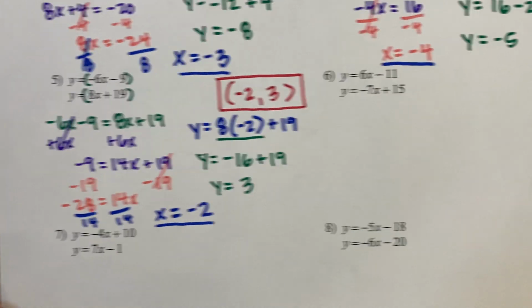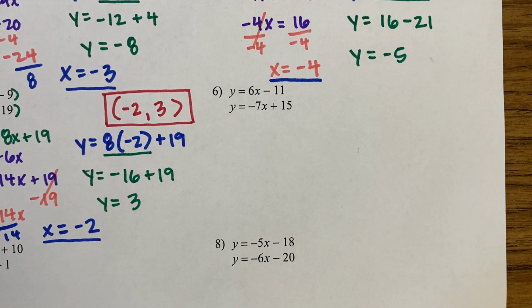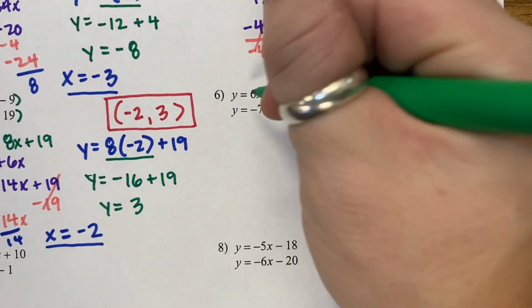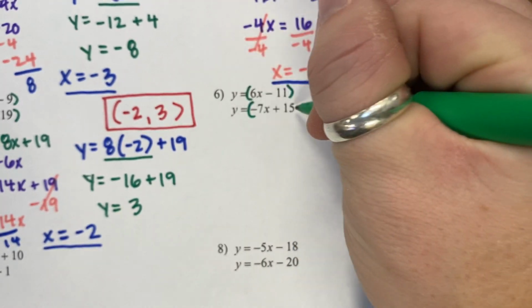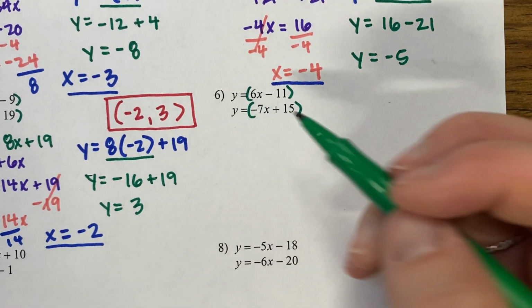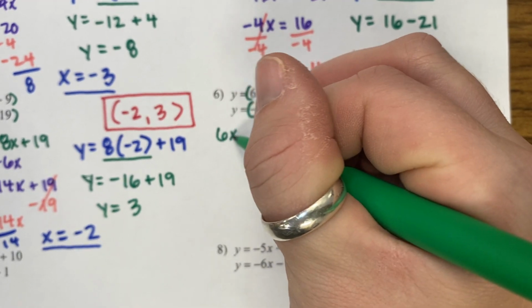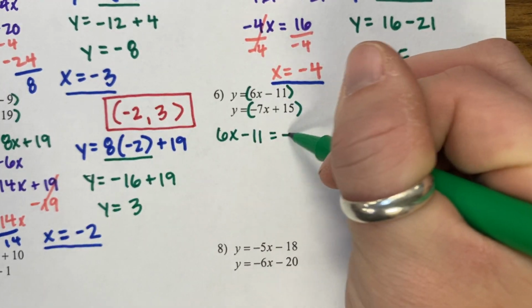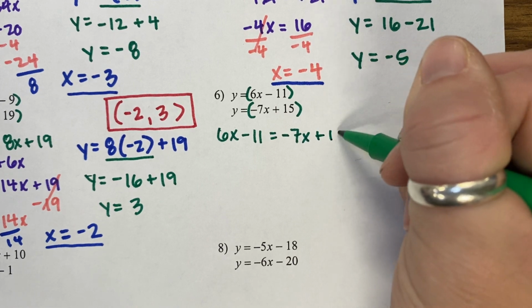Okay, number 6. A lot of practice, just getting better with each practice. So they're both equal to y, which means they equal each other. 6x minus 11 equals -7x plus 15.